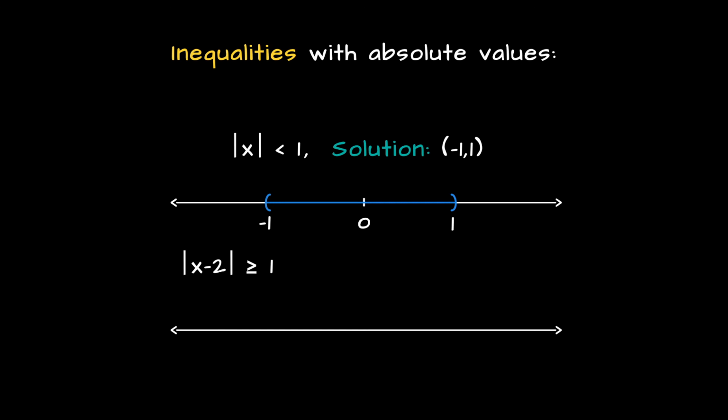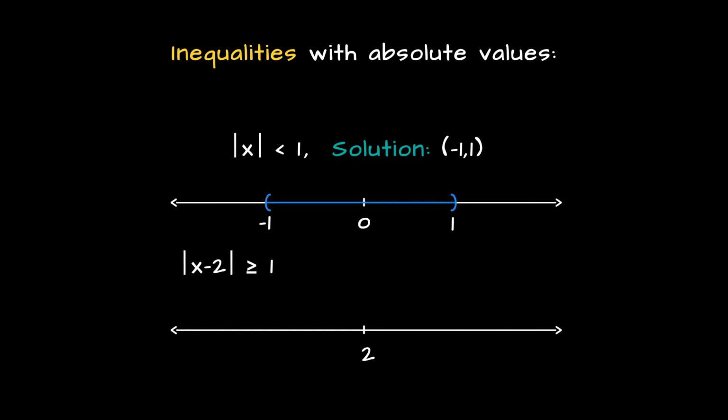Again, if we think about the absolute value in terms of distance, we should remember that the absolute value of x minus 2 represents nothing other than the distance between x and 2. So this inequality is telling us that the distance between x and 2 must be greater than or equal to 1. So let's think about it. Let's mark the number 2 on a number line, and then see what it means for the distance between a point on the number line and 2 to be greater than or equal to 1.